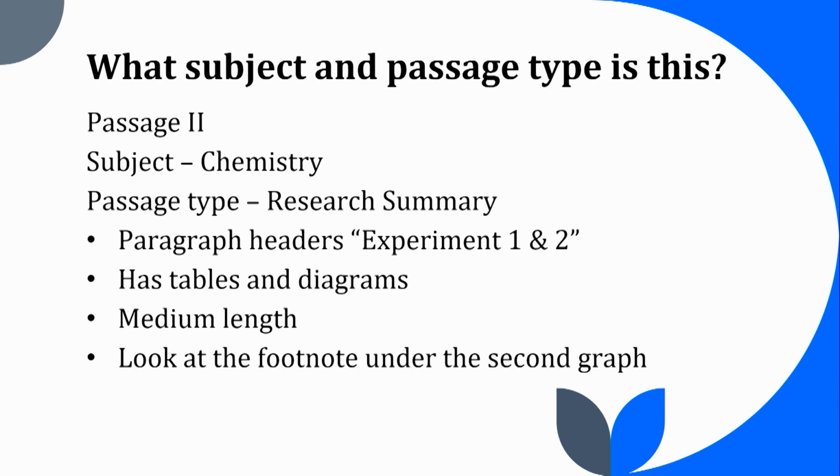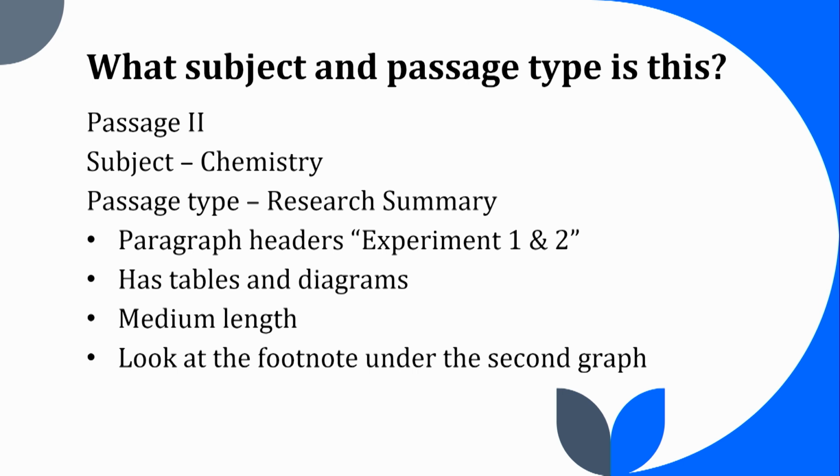How did I know that? Well, research summaries often have those paragraph headers that say experiment 1 and experiment 2. Again, a research summary's job is to summarize research, so it has to tell you what the different experiments were and then describe them. Something else we could have used to identify the passage type here is that it has tables and diagrams.